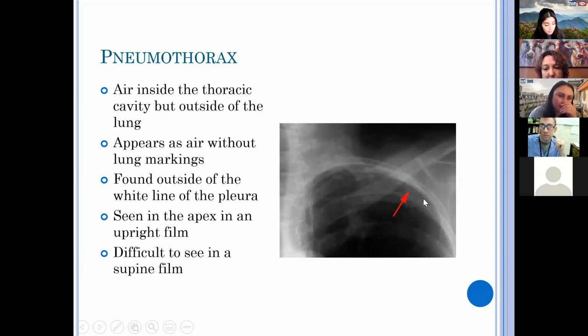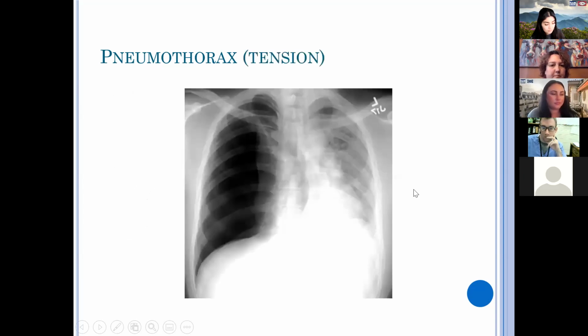So on this film, you can see this red arrow points to this white line, which is the pleural lining, and you can see that just beyond that, there is a small strip of air. It's difficult to see any lung markings in this X-ray, but this would just appear like an area of air without any lung markings because there's no tissue in this area. It's just an open space.